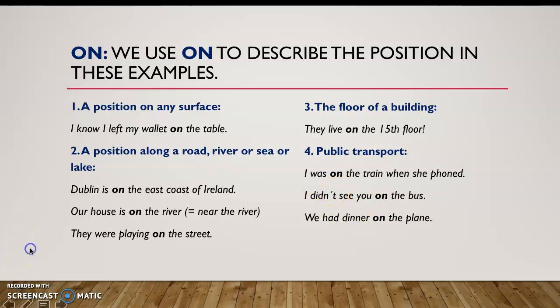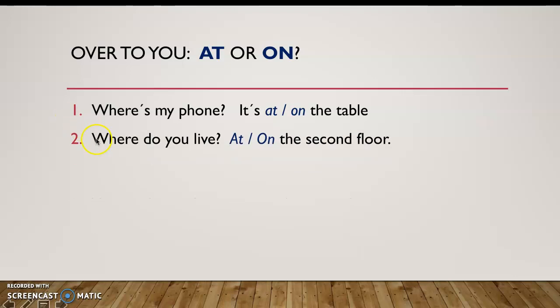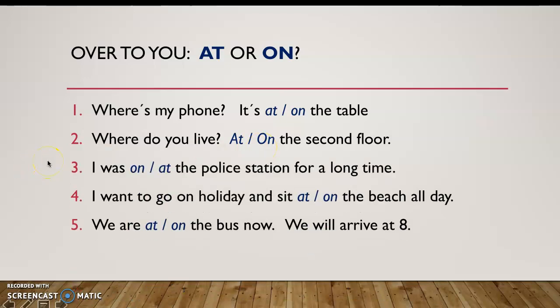Now it's time to practice. So over to you. Do we use at or on in these sentences? Let's look at an example. Where's my phone? Do we say it's at the table or on the table? You decide. Another example. Where do you live? Do we say at or do we say on the 2nd floor? Here are 3 more. I would like you to pause the video and choose at or on in each sentence.